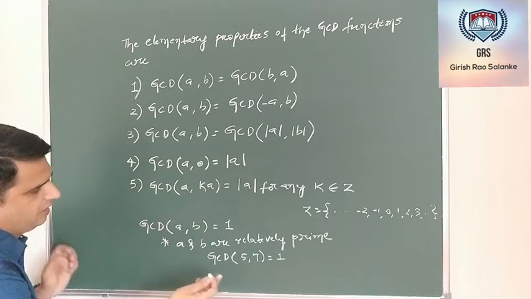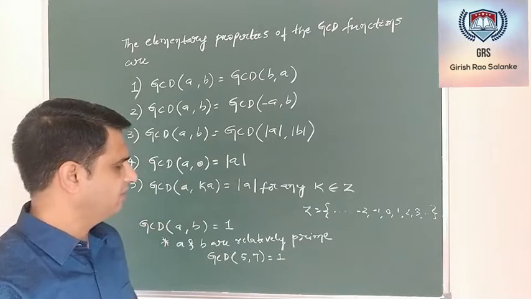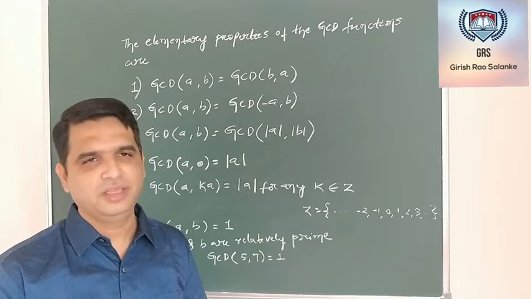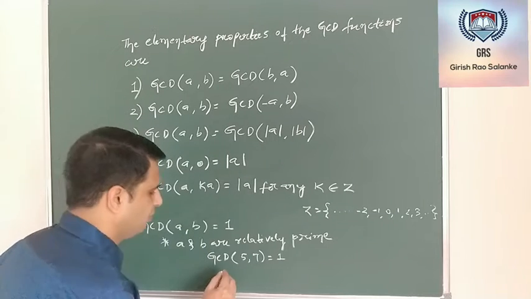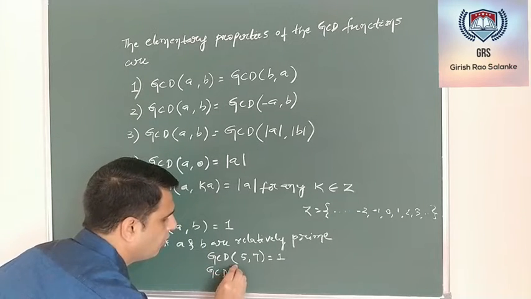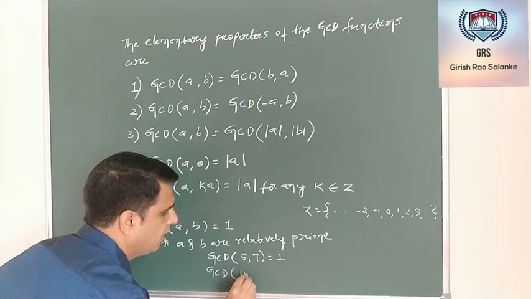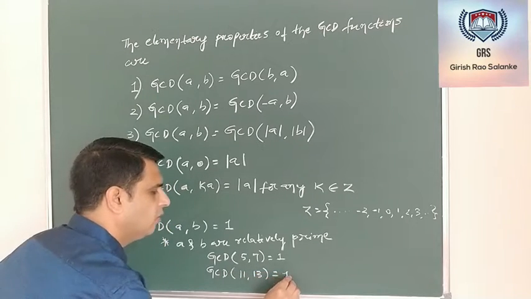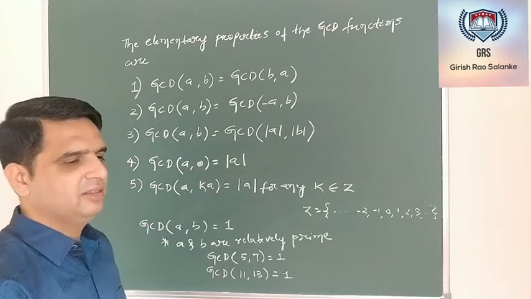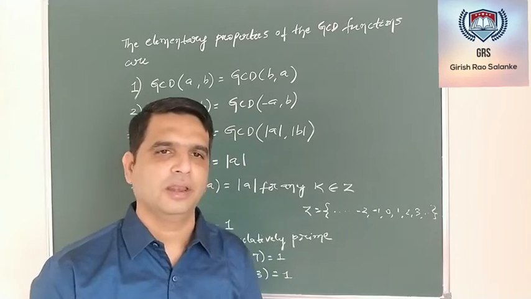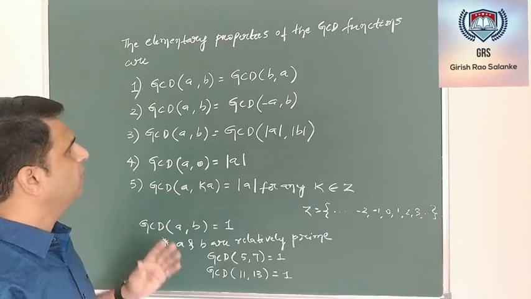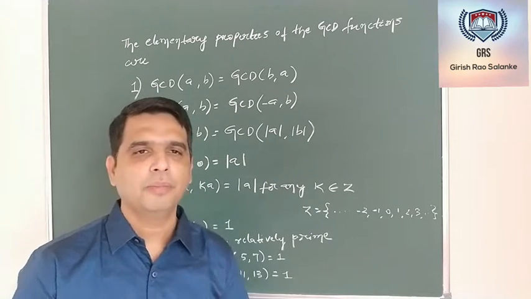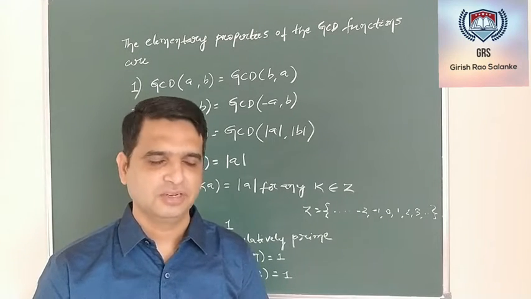Now we say that 5 and 7 are relatively prime to each other. Similarly, I can use one more value for A and B, that is GCD of 11 and 13. What is GCD of 11 and 13? It is also 1. So I say that 11 is relatively prime to 13. So this is about some of the elementary properties of the GCD function.